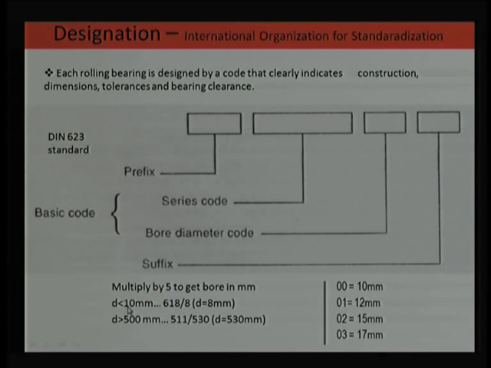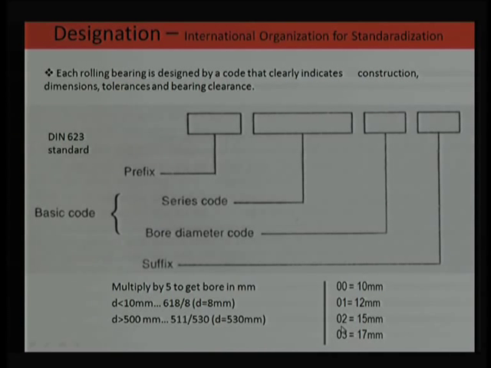However, there are some exceptions. Sometimes we get a code here as 00. 00 cannot be multiplied with 5, because even if you multiply by 5 the value will be 0, and we know very well there will not be a bore diameter of 0, which could not be mounted on any shaft. So, as an exception, when the bore diameter code is 00, the meaning is 10 mm. When the value is 01, it is again not 5 mm. If I multiply 01 into 5, it would be 5 mm, but the actual bore diameter of the bearing will be 12 mm.